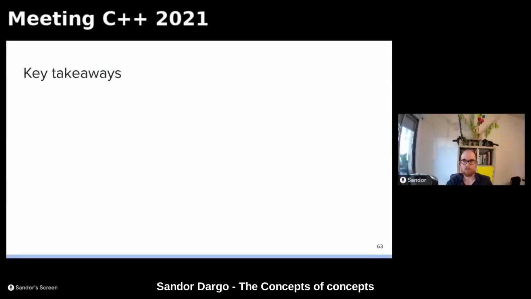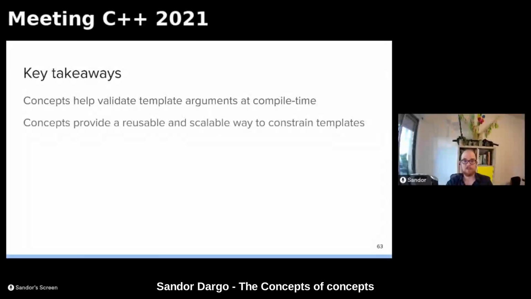So let's jump to the conclusion. The key takeaways here are that concepts can help validate the template arguments at compile time, and they provide a reusable and scalable way to constrain your template parameters. And the standard library already gives dozens of generic concepts. In fact, it gives about 50 concepts in 3 or 4 different headers, like the concepts header, ranges, and I think the iterators header.